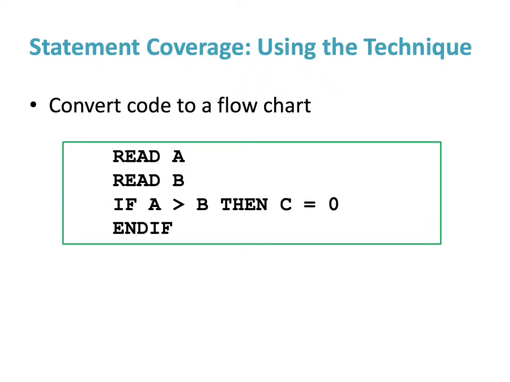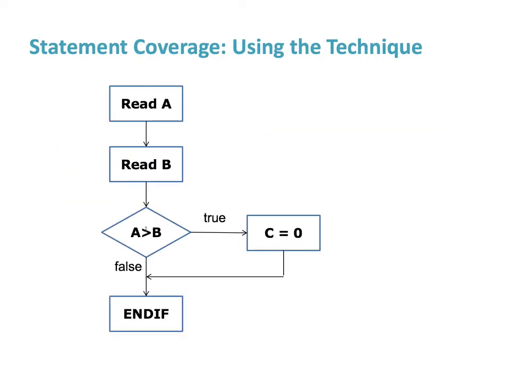So looking at an example, we have a very simple block of code here. We are reading in two values, A and B. We're then doing a little if statement to see if the value of A is greater than the value of B. If so, then we're setting a variable C equal to 0, and then we're ending our conditional statement, and that's it. So the first thing we're going to do is convert this block of code to a flowchart, like so.